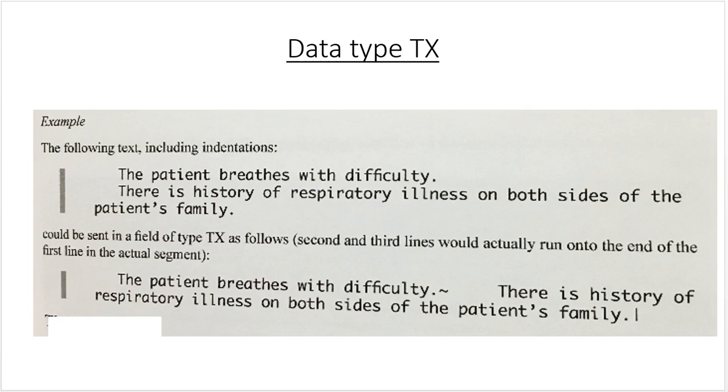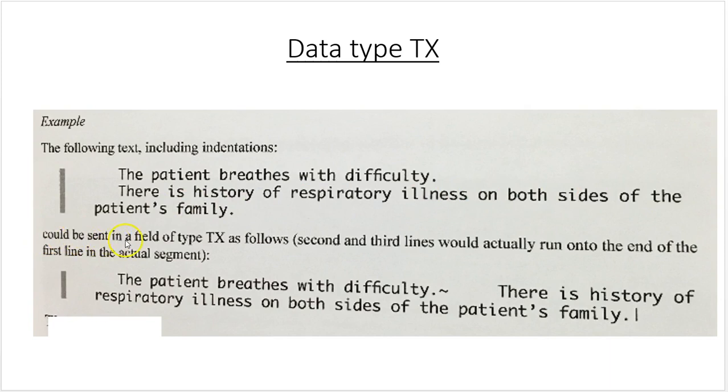Here's an example of data type TX in action. Right? So you have the following text. It's got indentions. It's not left justified. It's been indented. And it's two sentences. The patient breathes with difficulty. There's a history of respiratory illness on both sides of the patient's family.